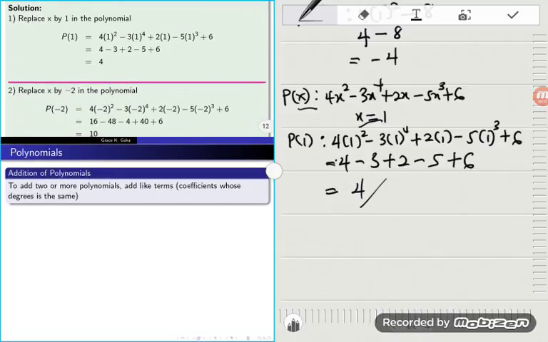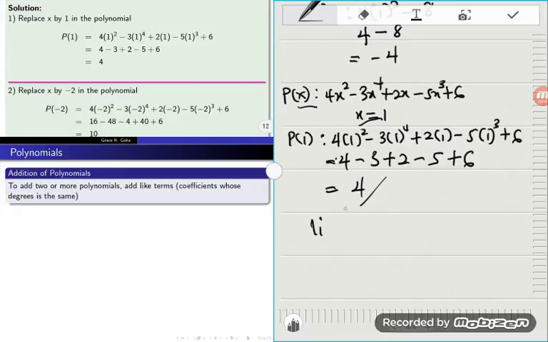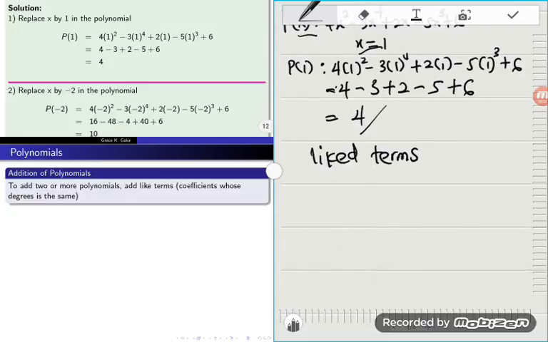Alright. Now we can also perform some arithmetic on polynomials. The ones that we're looking at are addition, subtraction, as well as multiplication of polynomials before we look at finding the zeros or the solution to a polynomial. Now to add or subtract polynomials, we need to look at what is known as like terms. Like terms are terms that have the same degree.